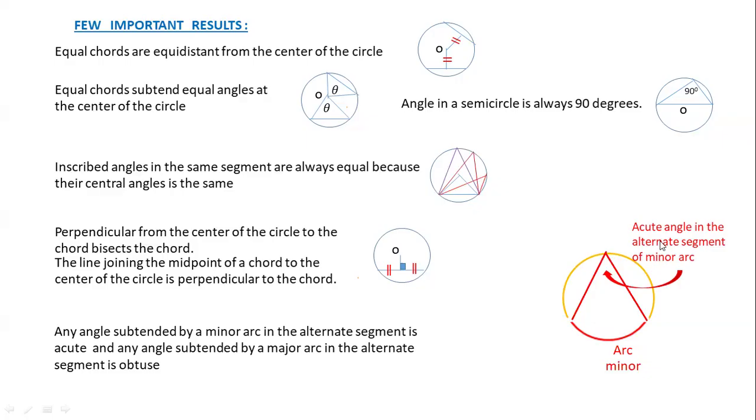Now if you take the major arc, this will be the alternate segment. When you draw the major arc, we draw an angle here in the alternate segment. So this angle is formed in the alternate segment of the major arc. And this angle will be an obtuse angle in the alternate segment of the major arc. Clear? With the figure, it should be clear. Next.